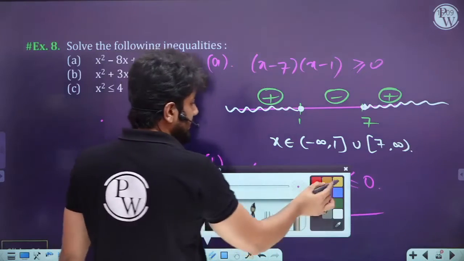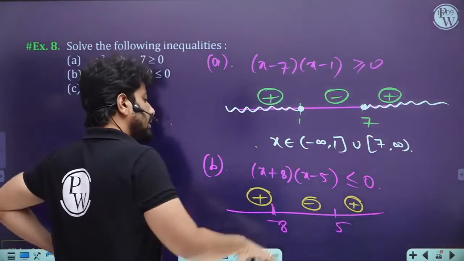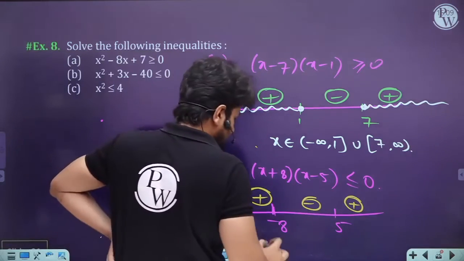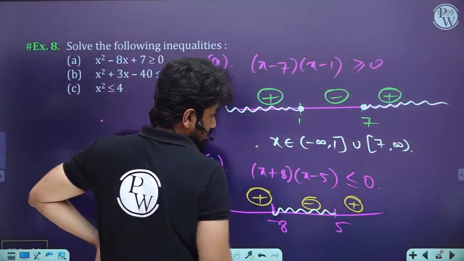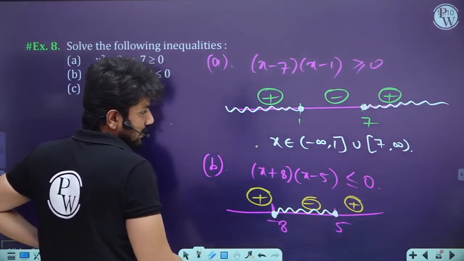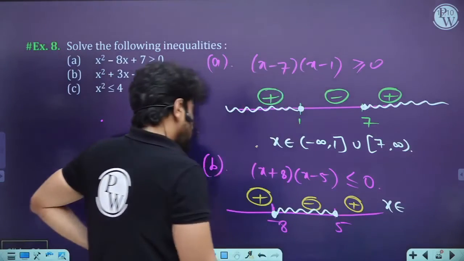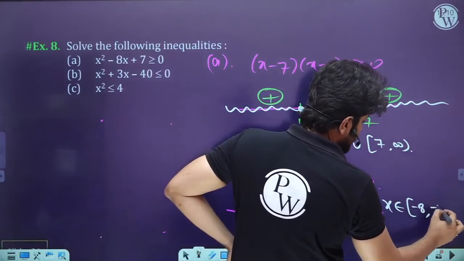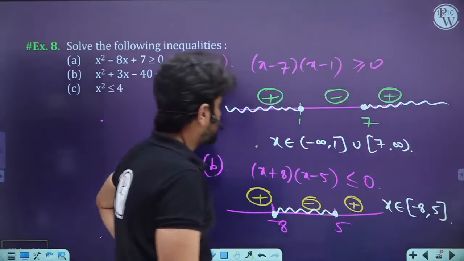In the extreme right, again we have a positive sign, then a negative, then a positive. What are we looking for? We are looking for less than or equal to 0. So less than or equal to 0, negative sign is in this portion. So we are including, because there is equality. So our answer will be x belongs to close bracket minus 8 to close bracket 5. That's our answer for this.